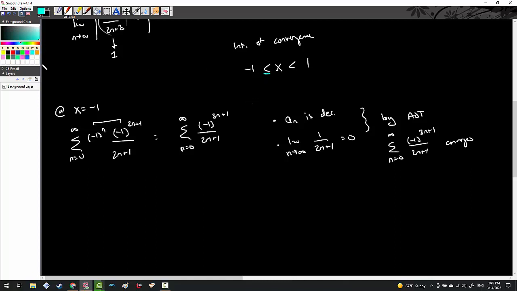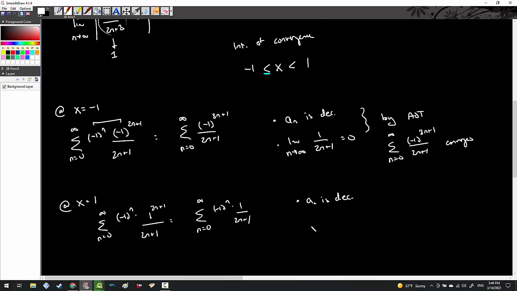So I put an equal sign underneath there. Then at x equals 1, we have the sum from n equals 0 to infinity of (-1)^n times, in this case, 1^(2n+1) over 2n+1. Well, 1^(2n+1) is just going to be 1, right? So that's the sum from n equals 0 to infinity of (-1)^n times 1 over 2n+1. Another alternating series. So a_n is decreasing, and the limit as n goes to infinity of 1 over 2n+1 in fact equals 0.